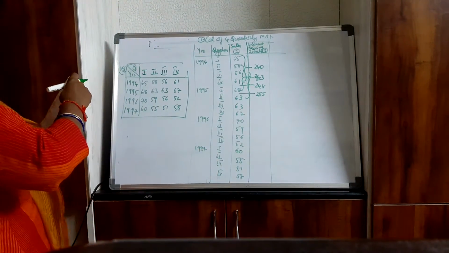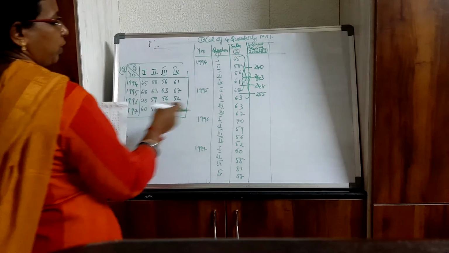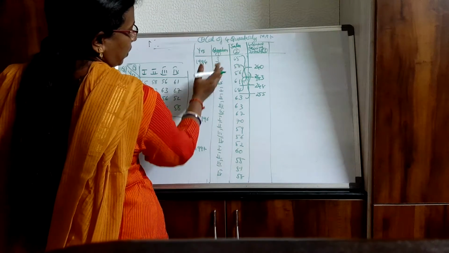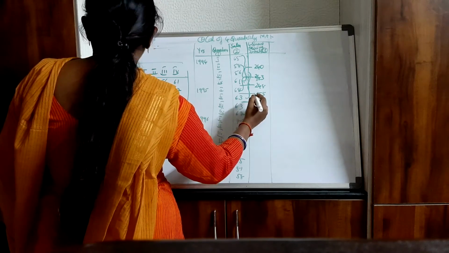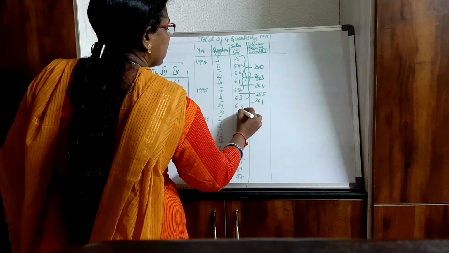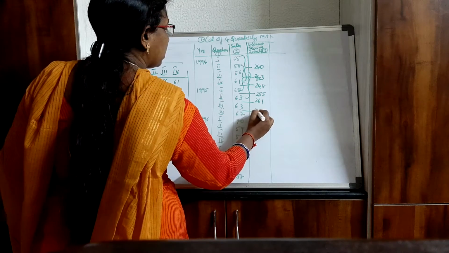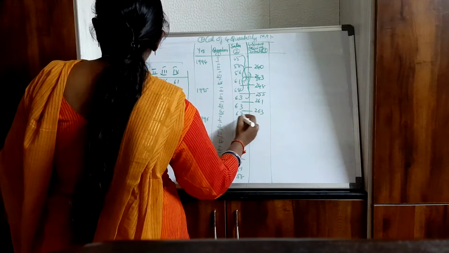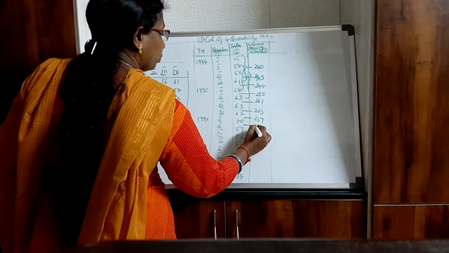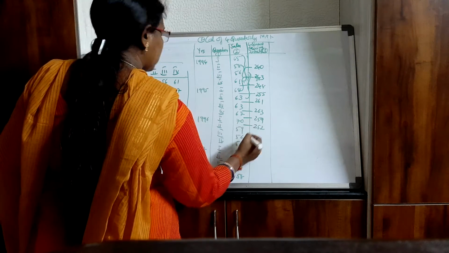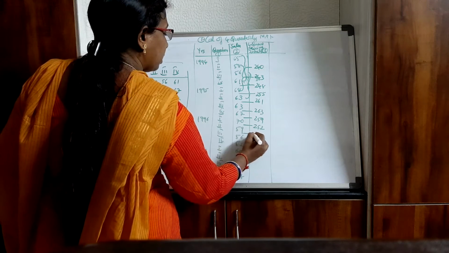So similarly, when I am calculating the 4 quarterly moving totals by leaving the previous value and adding the subsequent values, I will get the remaining values as 261. This one is 263. This is 259. This one is 252. Then you have 237.